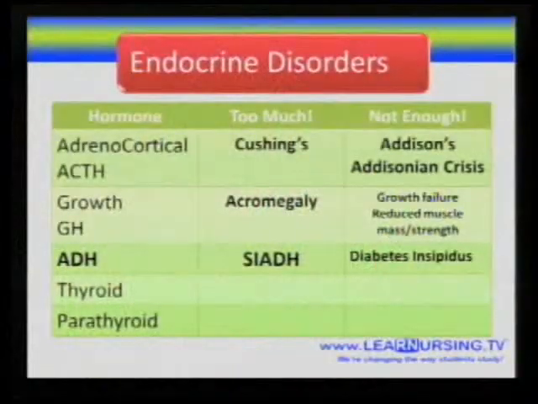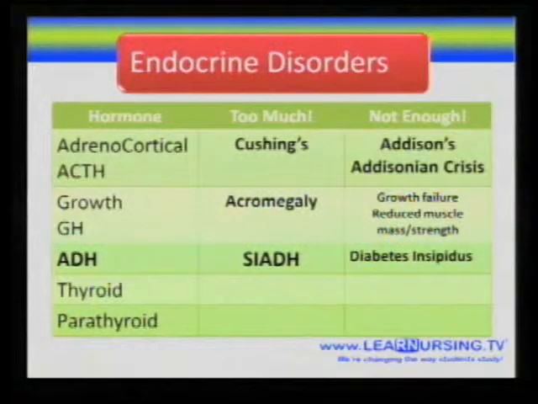Okay, now the opposite of SIADH is diabetes insipidus. As we walk through each one of these, they are the mirror image of each other. That's why when you spent time going through your stick man and comparing them, you can see that they have the exact opposite symptoms. Cushing's is a mirror image of Addison's, acromegaly, growth failure, SIADH, and DI. And once you know that, you've cut your studying time in half. Now, we wish we could do that on everything, but it works great in the endocrine system because that's what we're all about at leaRNursing, is changing the way that you study.